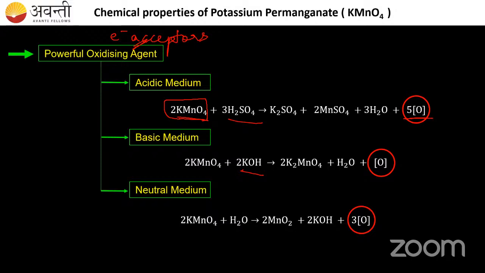Neutral means we are adding water. So here three oxygens are lost. So for the oxidizing power, if more oxygens are lost, then the oxidizing power is more.